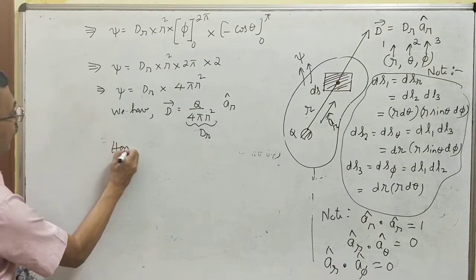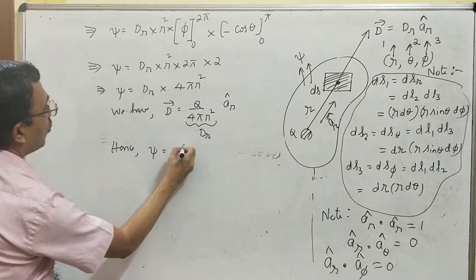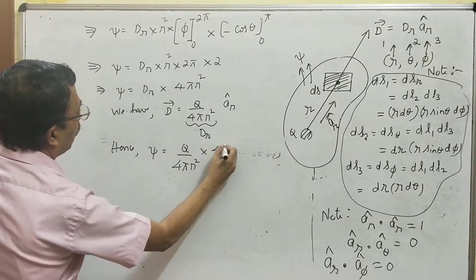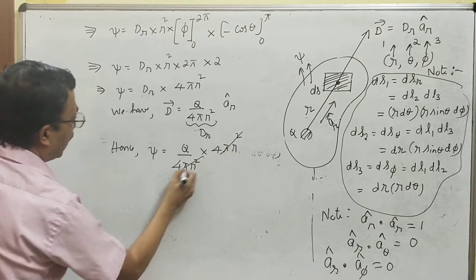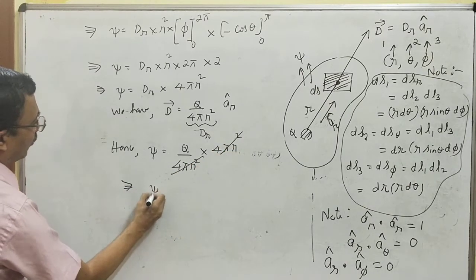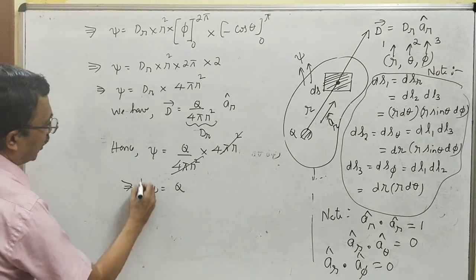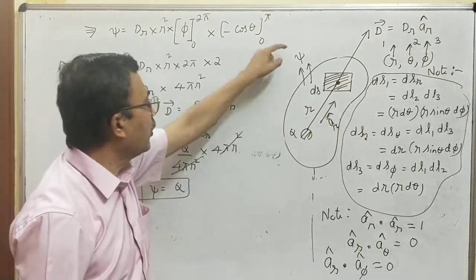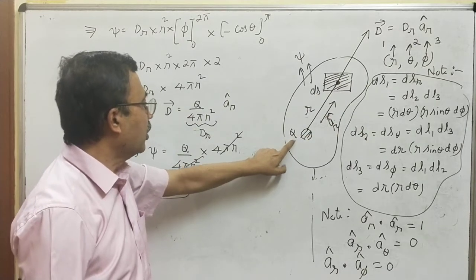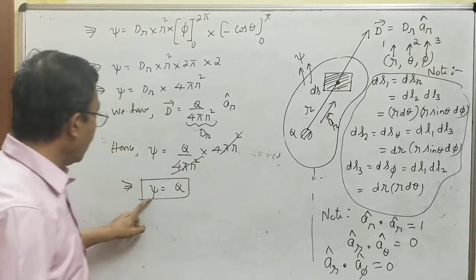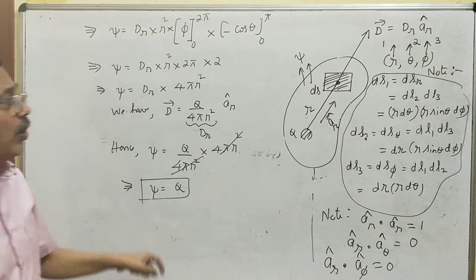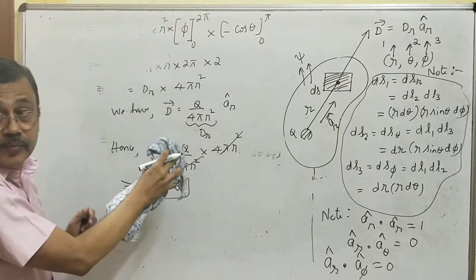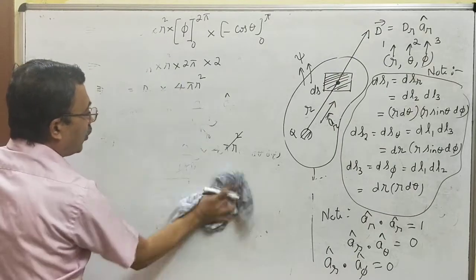Hence psi is equal to Q divided by 4 pi r square into 4 pi r square. 4 pi r square gets cancelled. This implies psi is equal to Q. Hence the proof. That means electric flux coming out of this closed surface must be equal to charge enclosed. Since Q is in coulombs, psi also will be in coulombs. This is the proof of Gauss law.